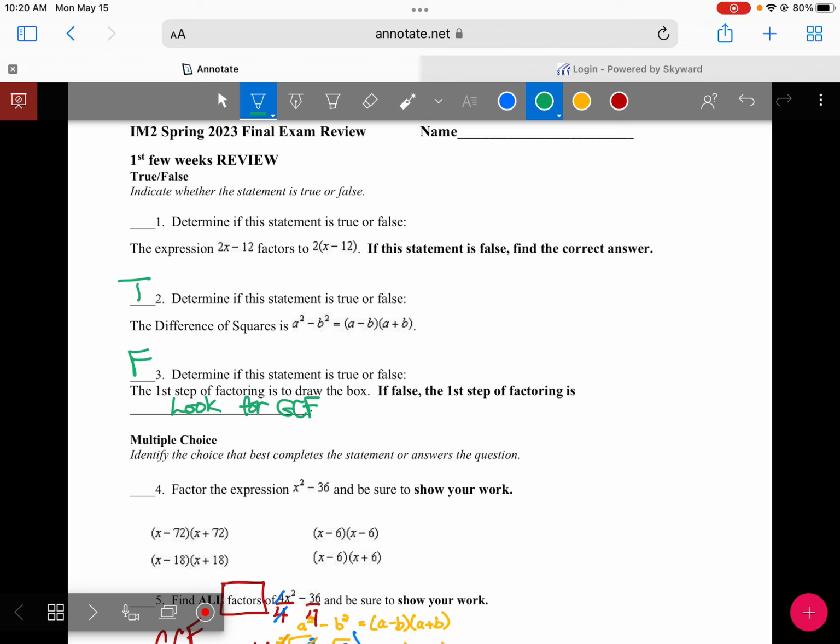Anybody else specific questions? Do you want to start going over circle stuff? Number 1 is false, right? Number 1 is, well, you guys tell me. Is it true or false? False. It is false.